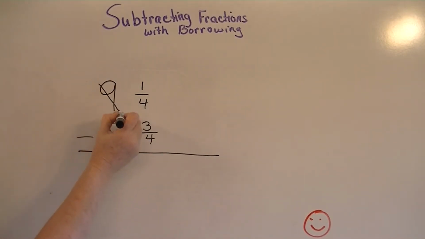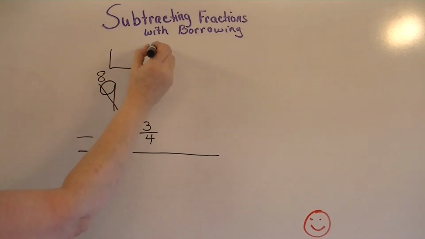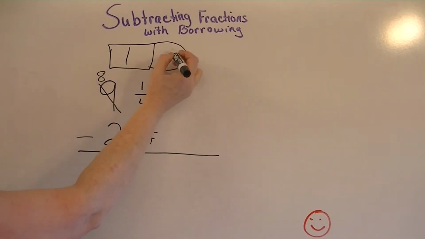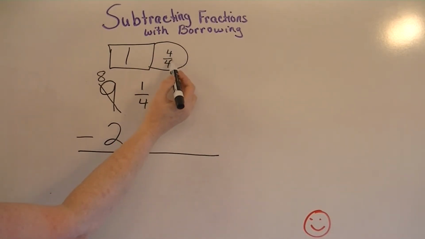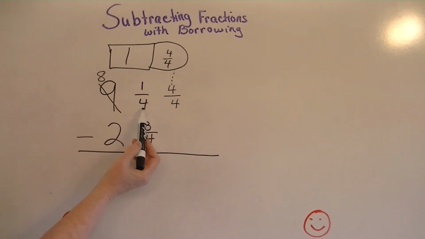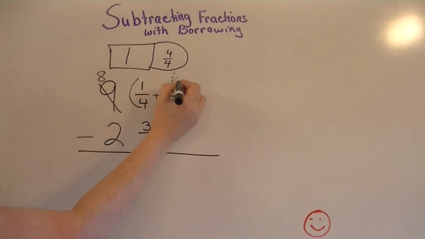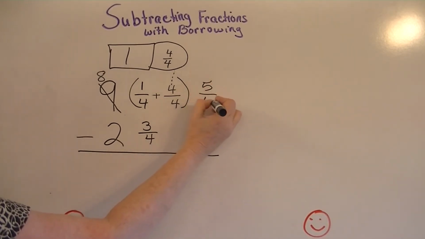So we're going to have to come over and we're going to borrow 1, and that's going to become 8. 1 is going to hop into a rocket ship, and it's going to transform into a fraction, which is going to be the same thing as the denominator. 4/4 equals 1. It's going to drop down, and it's going to help this fraction that didn't have enough. So we're going to add them. 1/4 plus 4/4 is 5/4.